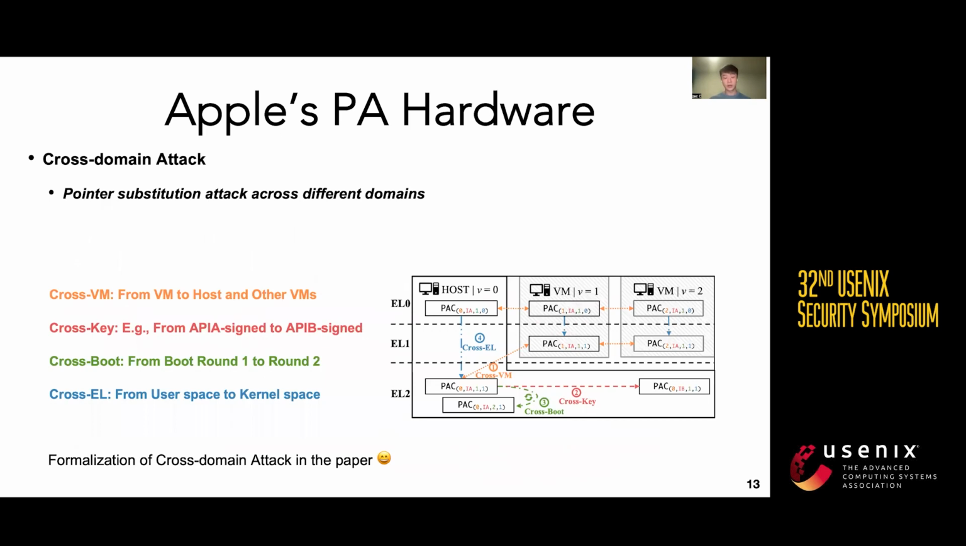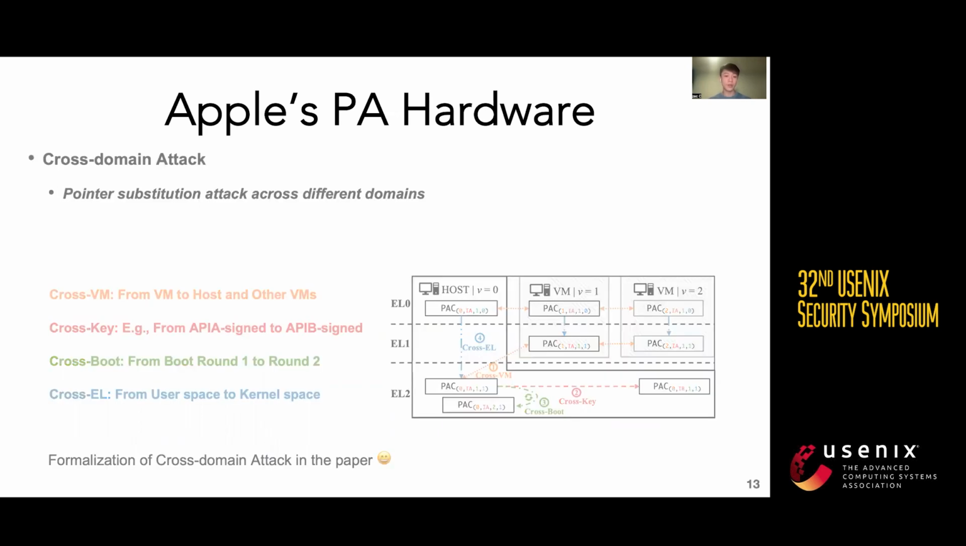For the cross-domain attack mitigation, we formalized the attack model in our paper, and then we analyzed Apple's PAC hardware under this attack model. For details about the formulation, please check our paper. So here we can see that there are 4 types of cross-domain attacks, and we disclose how Apple mitigates these attacks by customizing the pointer authentication hardware.